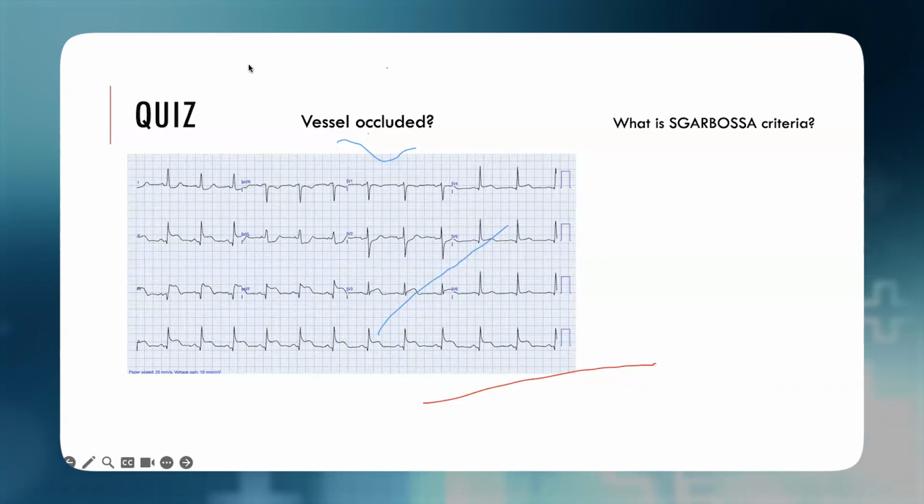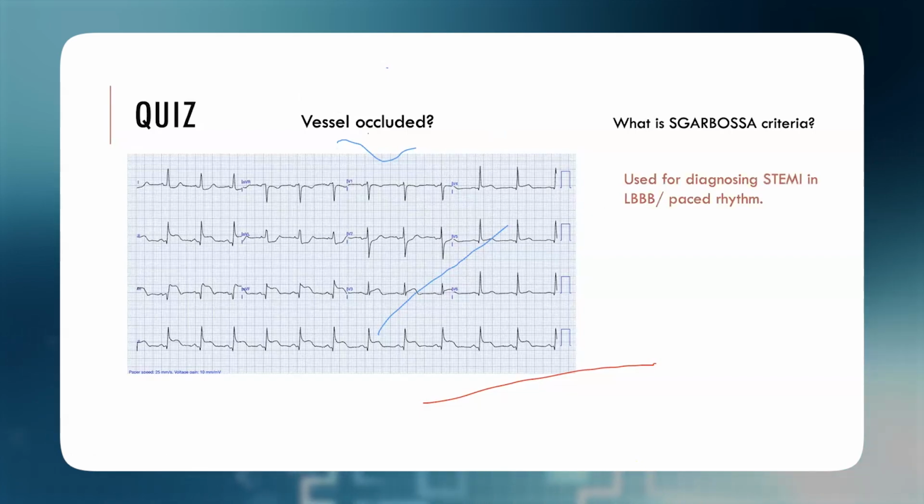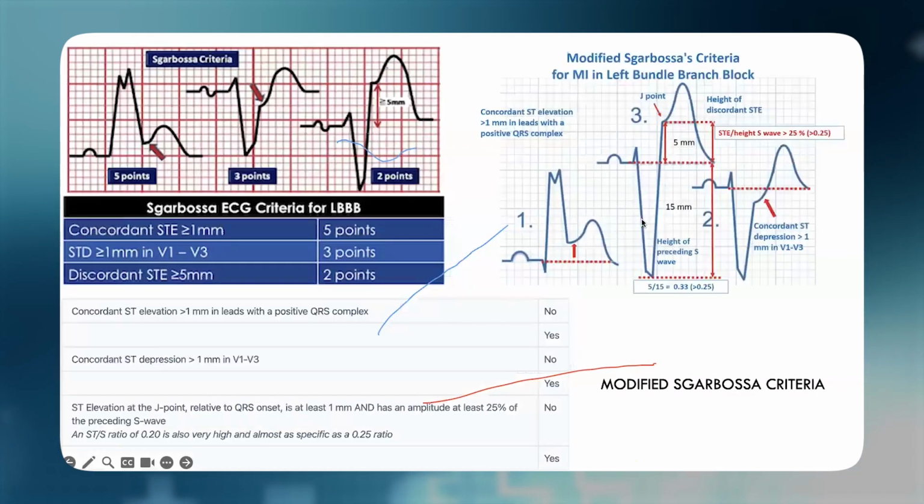The criteria for LVH, left ventricular hypertrophy? No. Left bundle branch block. Yes, left bundle branch block. True. It is for diagnosing a STEMI in left bundle branch block or paced rhythm. This is Sgarbossa criteria. This here is the classical Sgarbossa criteria, which gives three phenotypes with points.